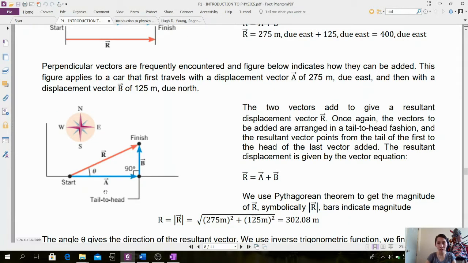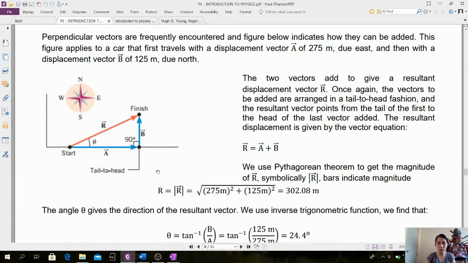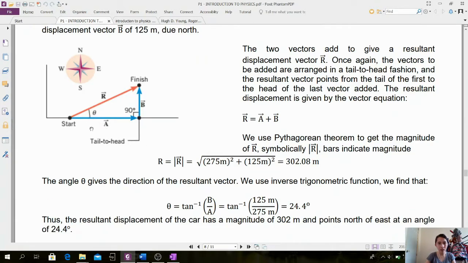Again, we have vector A, which is 275 meters due east, and vector B, which is 125 meters due north. We have vector R as the resultant of these two vectors. So we have to arrange these two vectors in a tail to head fashion. So this is the arrangement. Notice that we formed a right triangle.